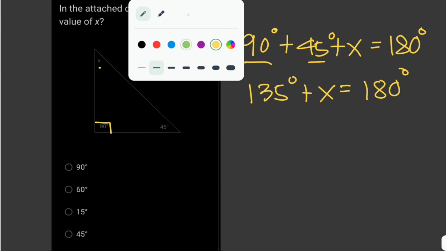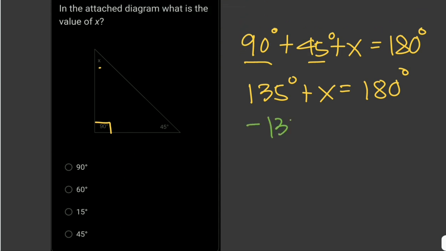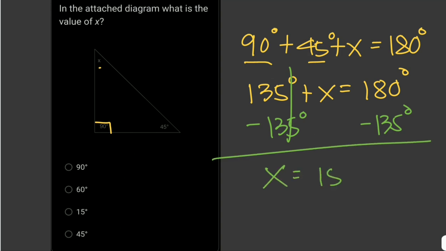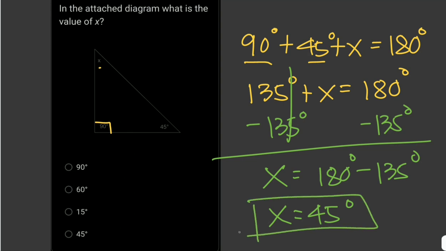And then we subtract 135 from both sides. This cancels out and we're left with x equals 180 minus 135 degrees, which would give us a value that is equal to 45 degrees. So the answer here is 45 degrees. That is the measure of the other angle.